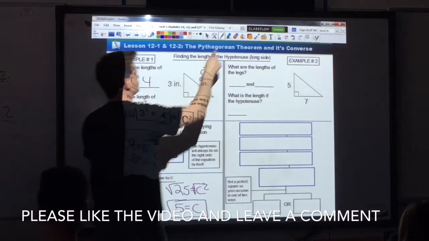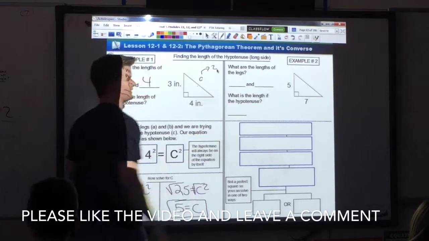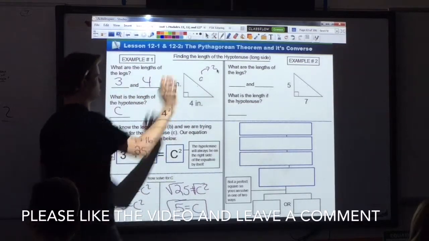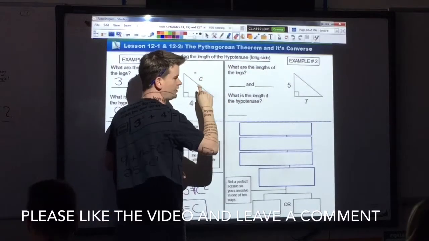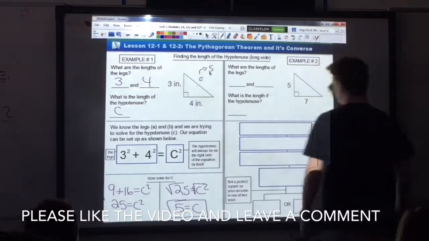What if somehow I made some crazy mathematical error and I said, all right, so this is 2. Does that make any sense? No. So the hypotenuse always has to be larger than the legs. 5. Okay.